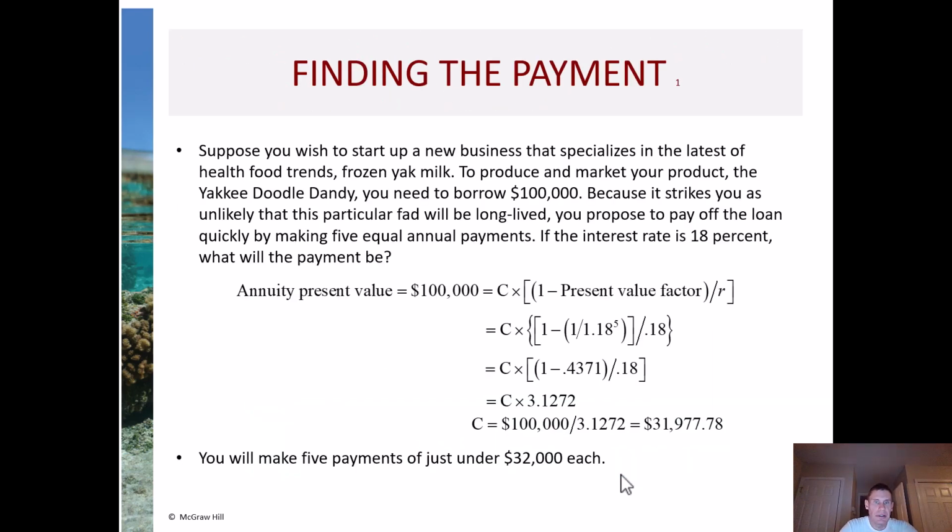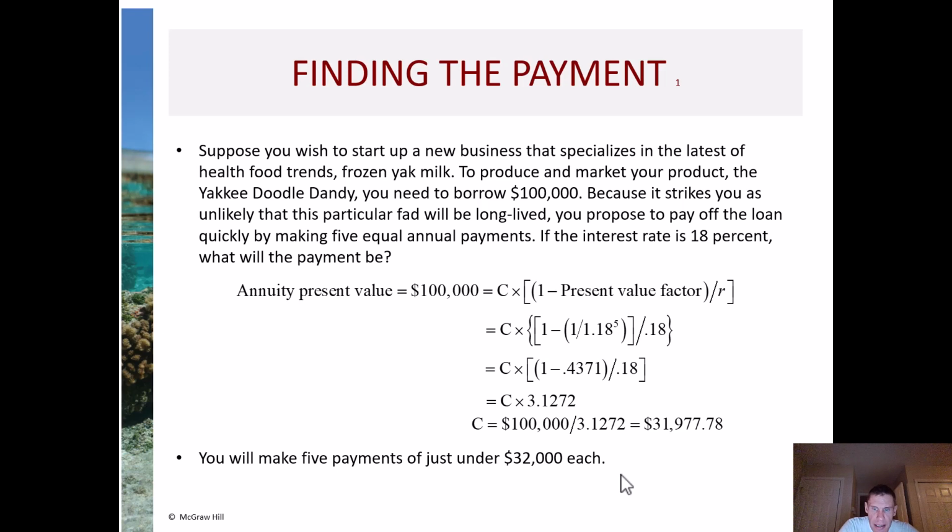All right, so let's take a look at another example, finding the payments. Let's say you want to start a business. You're going to produce and market your product, called the Yaki Doodle Dandy. You need to borrow 100 grand to get this thing off the ground. Because it strikes you as unlikely that this particular fad will be long-lived, you propose to pay off the loan quickly by making 5 equal annual payments. If the interest rate is 18%, that's a very high interest rate by the way, what will the payment be?